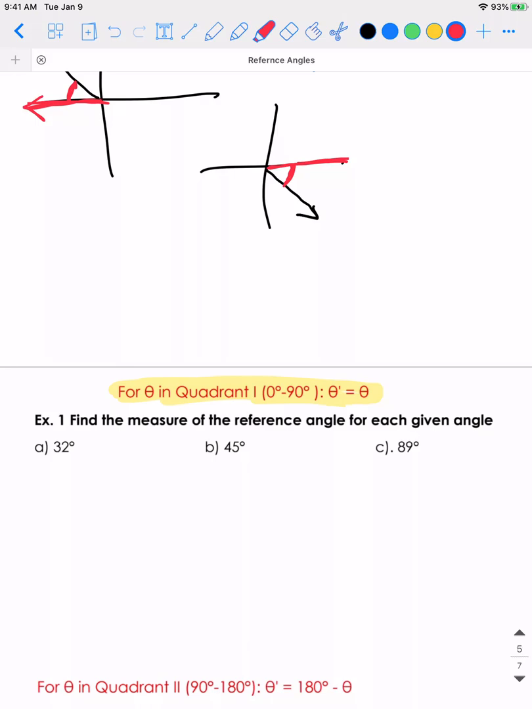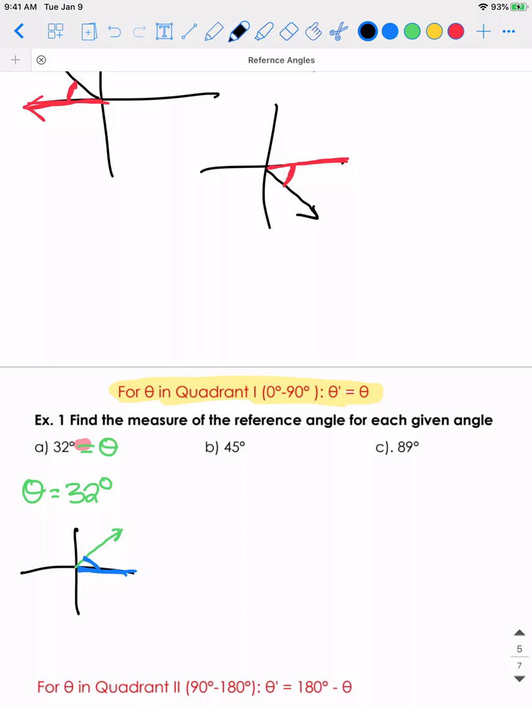Again, because I'm given this as theta, my theta prime is going to equal the same thing. Okay, so to kind of show you what this looks like on a graph, I have an angle 32 degrees right here. I want to know what it makes with the x-axis. So this is the same thing. It's going to be the same no matter what it is in quadrant 1.